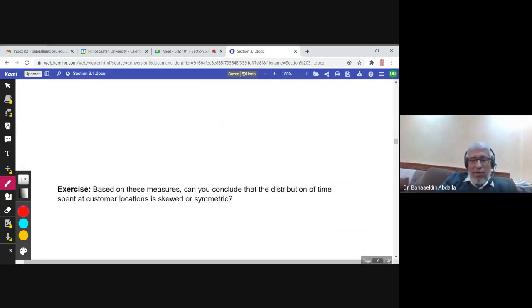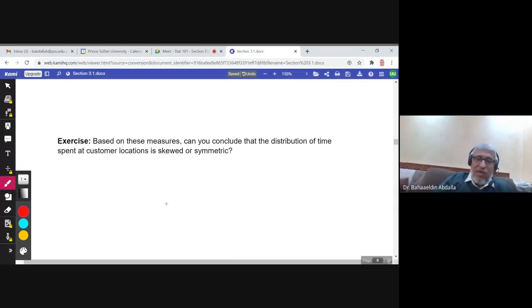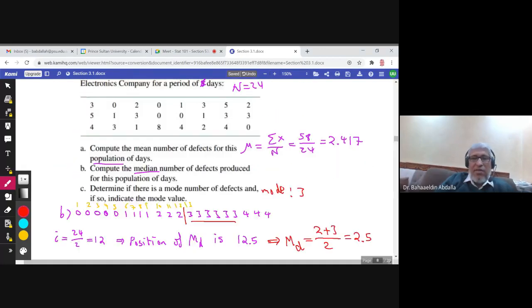I'll stop here. Inshallah, next time we will be able to answer this question, which is asking about the distribution, the shape of the distribution. Is it symmetric or skewed? We will find that out next time.